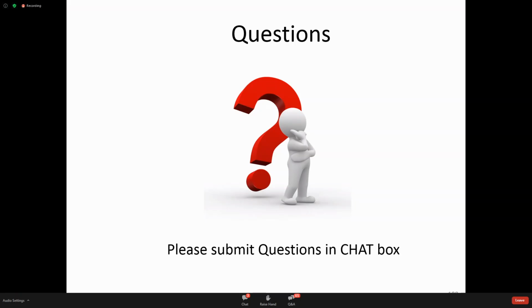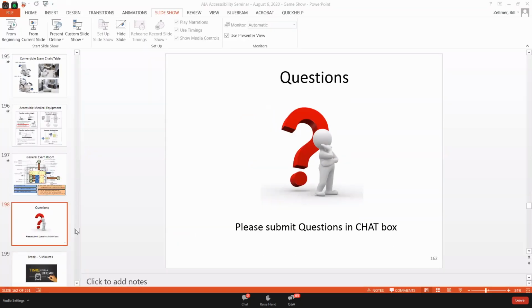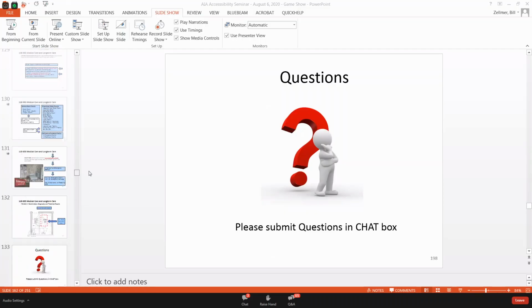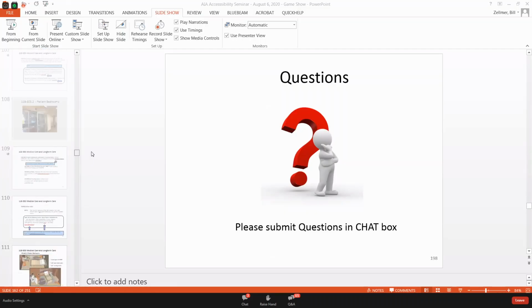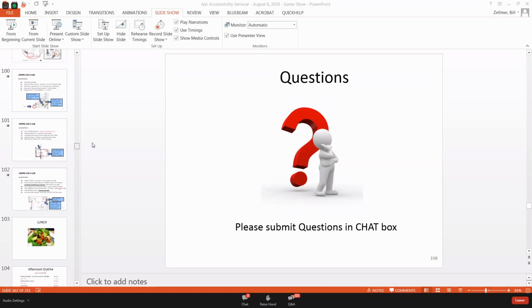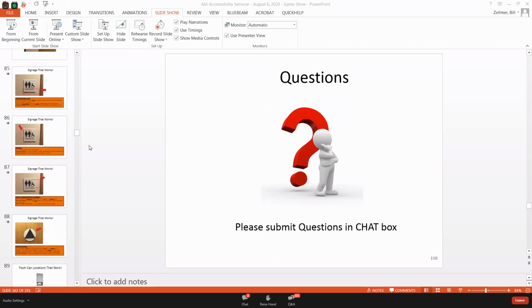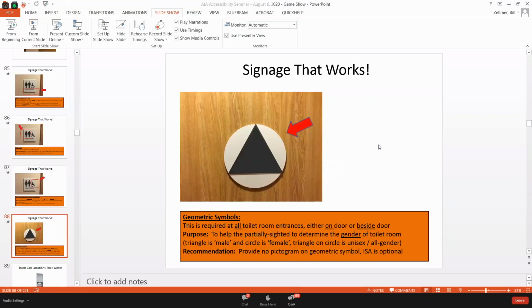Just to drive that point home, do you mind going to that section of the slide? I think you had an image that was the circle and triangle. All right, let me see. That was the morning session, right? Yep. And that's on the door. That's a lot of slides we've covered today. There it is. So that is what you have to do. That's gender neutral.